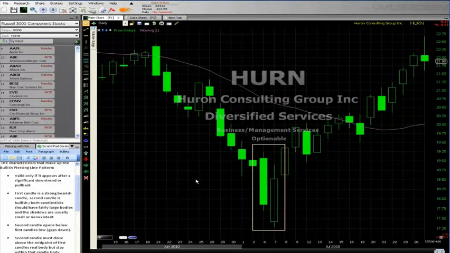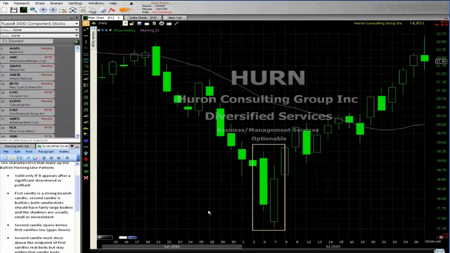The piercing pattern is only valid if it's at the bottom of a downtrend, whether that's an extended downtrend or just a pullback in an uptrend. The first candle of the pattern is always going to be very bearish. That's the dark candle at the bottom, inside my little rectangle, and you can see it's longer than most of the candles on the chart. So it's extremely bearish looking, and it's at the bottom of that trend. Both of these candles are going to have larger bodies than the normal range.